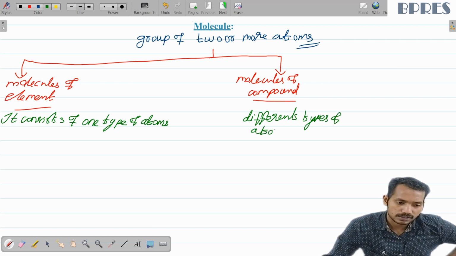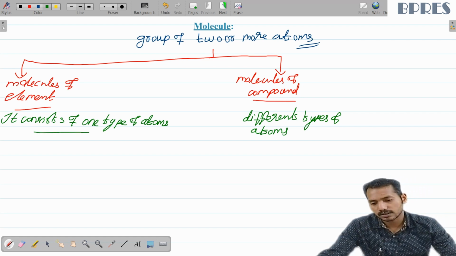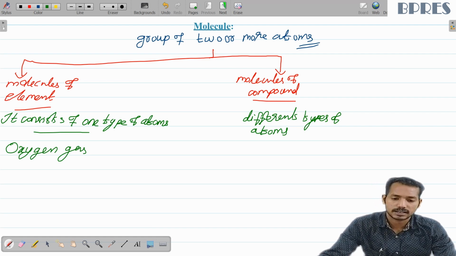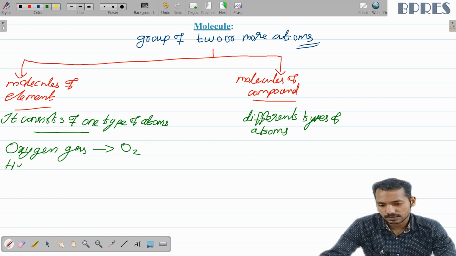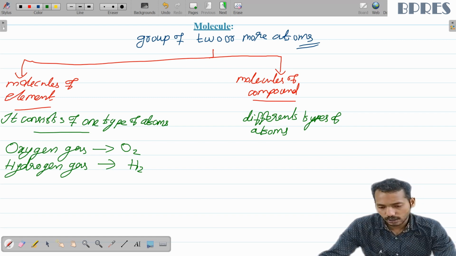That is a difference. For example, in the atmosphere, oxygen gas exists as O2. Similarly, hydrogen gas exists as H2, a molecule of two hydrogen.